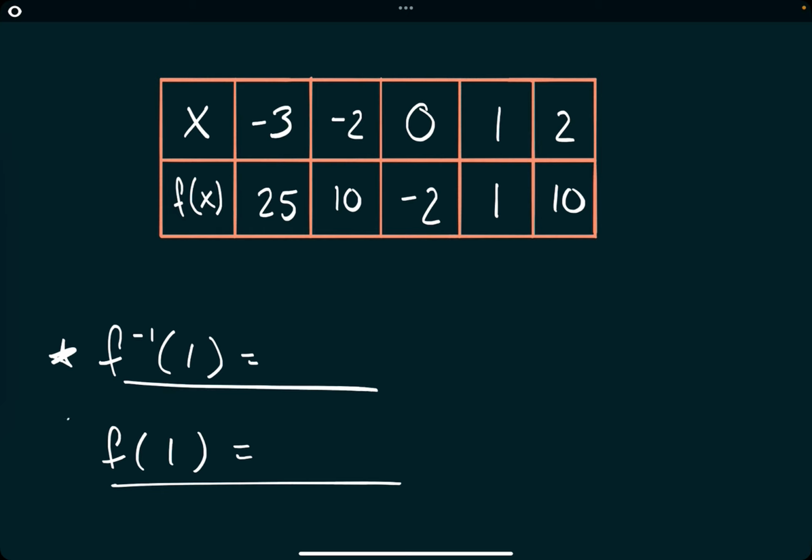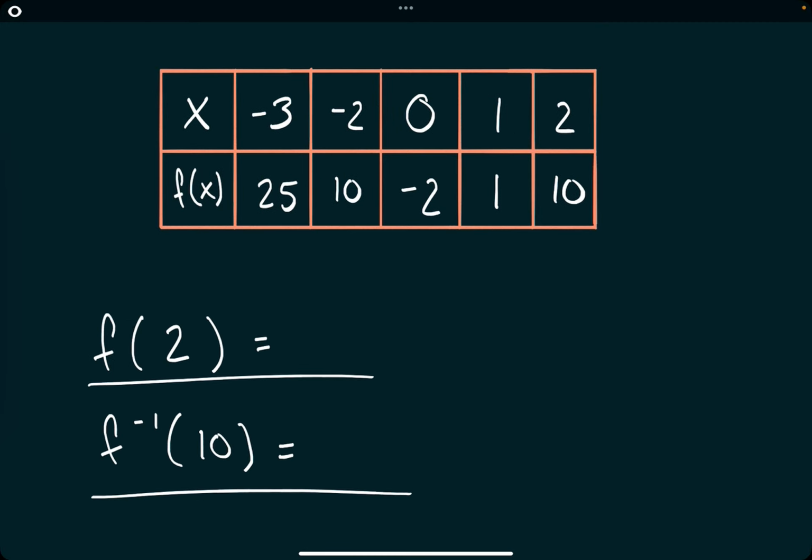Let's try 2 more. What is f inverse of 1 and what is f of 1? Well, looking down here, f inverse of 1 is 1. And looking up here, f of 1 is 1. Not too hard, right?